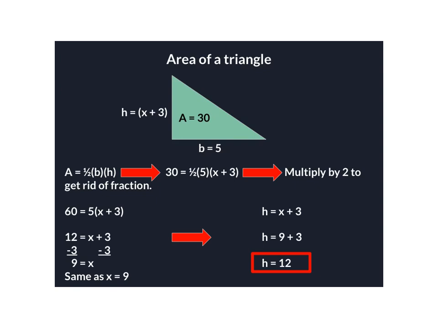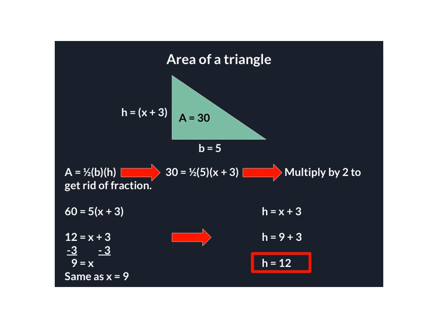Alright, area of a triangle problems are also relatively straightforward. We just have to take into consideration one little thing. If you look at the formula for the area of a triangle, we get A = 1/2 times the base times the height. So we basically are multiplying the base and the height together, and then we're taking half of that to get the actual area. Because of that fraction, we just have to look at one thing.